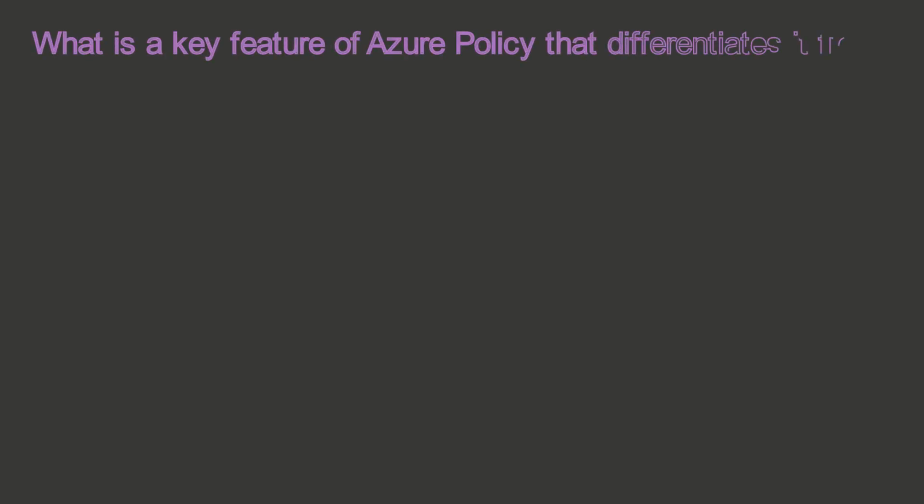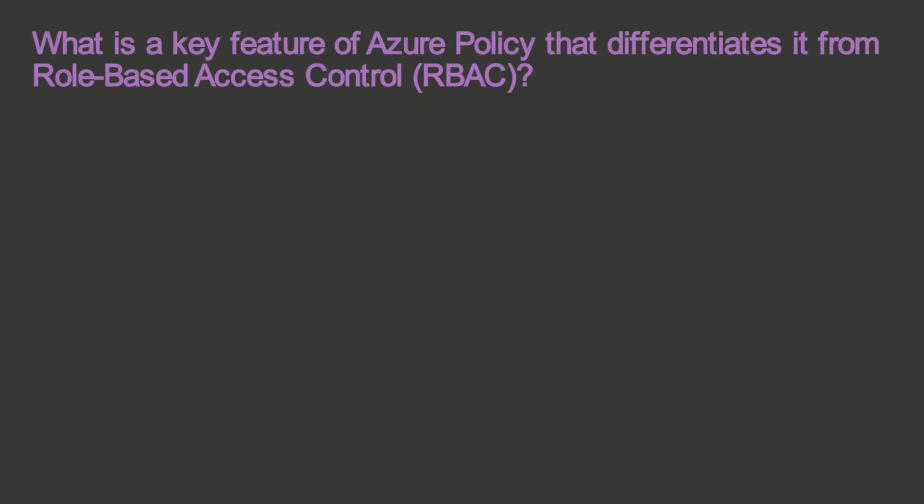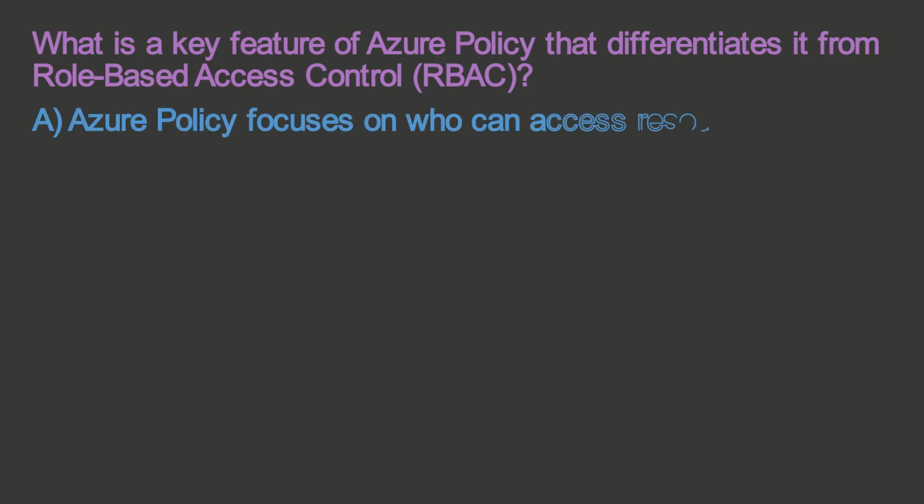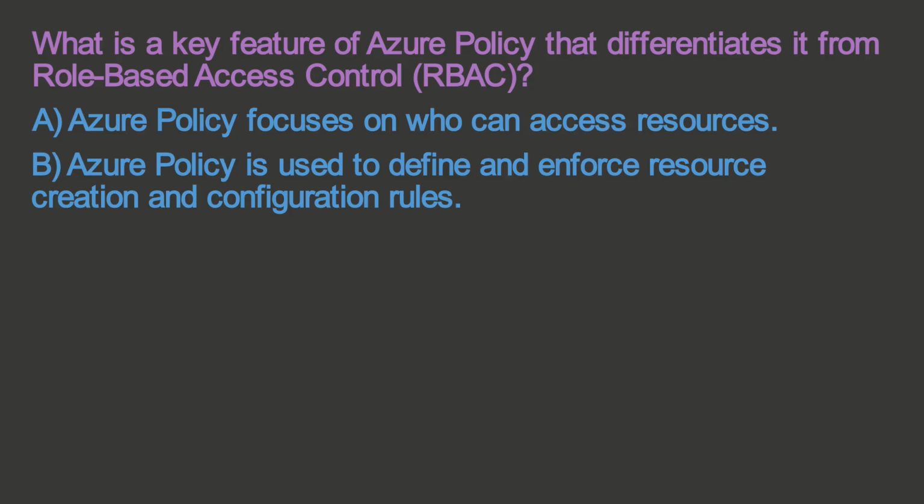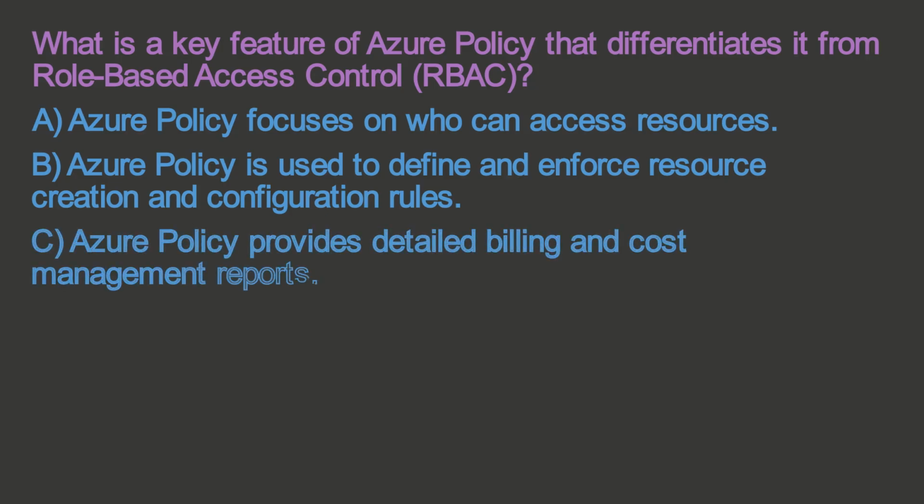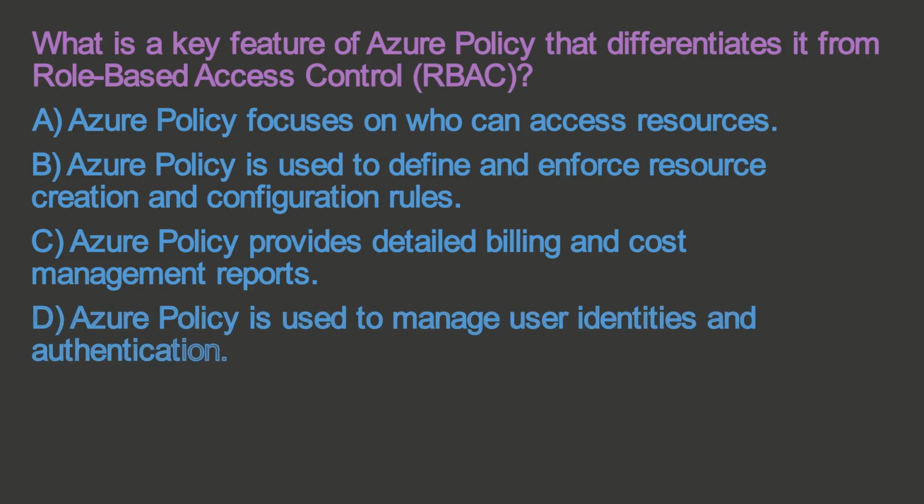What is a key feature of Azure policy that differentiates it from role-based access control, RBAC? A. Azure policy focuses on who can access resources. B. Azure policy is used to define and enforce resource creation and configuration rules. C. Azure policy provides detailed billing and cost management reports. D. Azure policy is used to manage user identities and authentication.